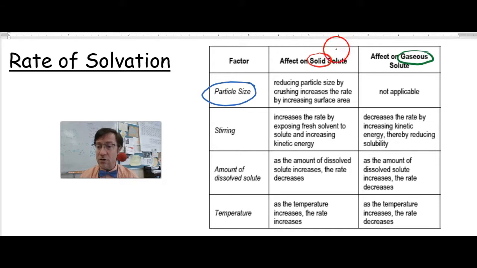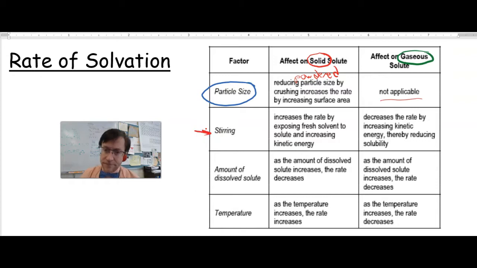So when it comes to particle size, you're going to want to grind this up to be as small as possible, like powdered. Because then you'll have the most effective collisions to break things apart, increasing surface area. For a gas it doesn't really matter, because a gas you can't break down anymore.